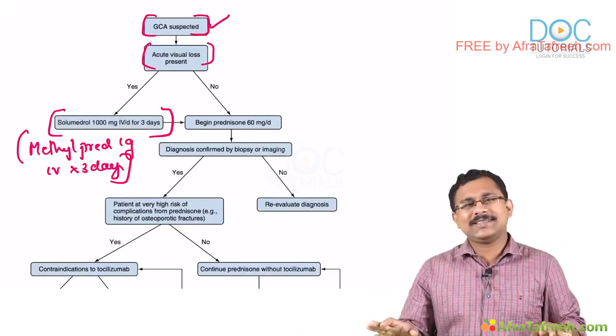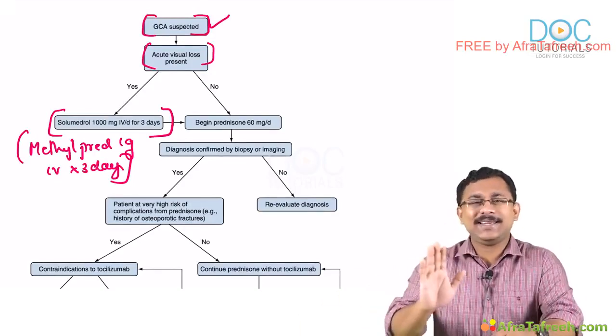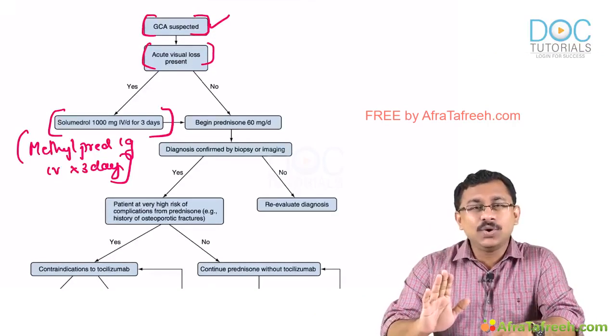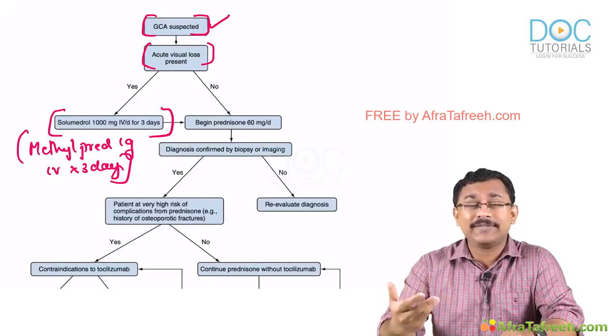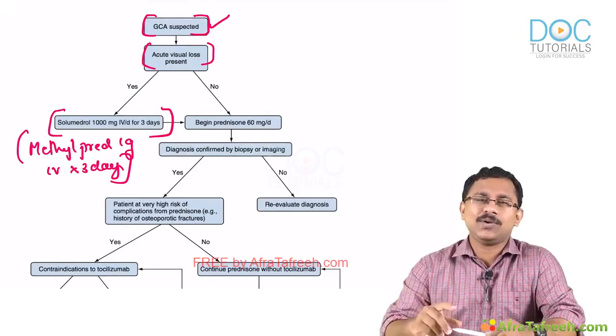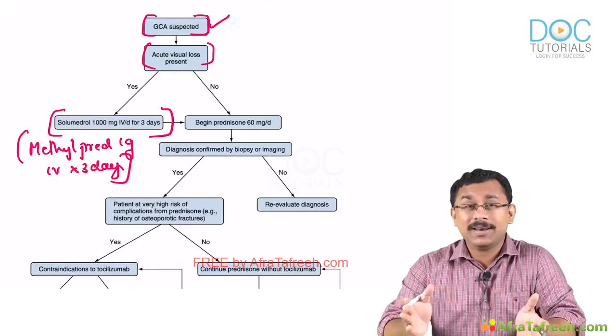So, which means if you are suspecting a visual loss, please do not delay, start steroid pulse. Nothing bad is going to happen with a steroid pulse, but what are you trying to save? The visual acuity of the person. Otherwise, you might be permanently blind.